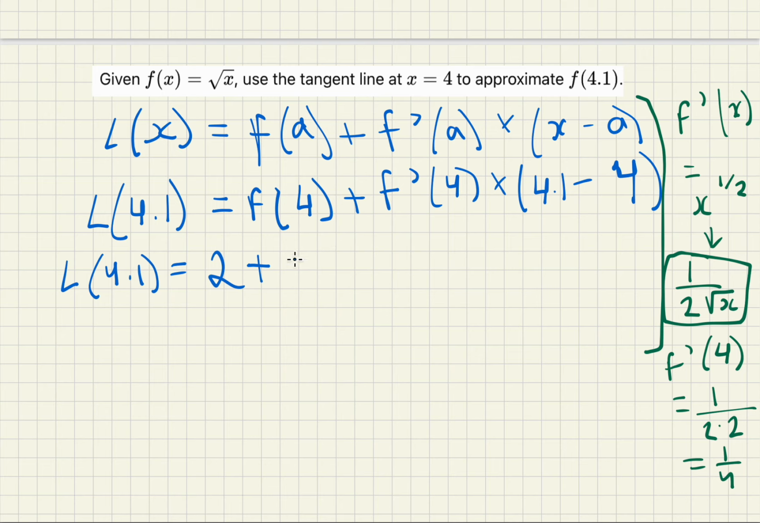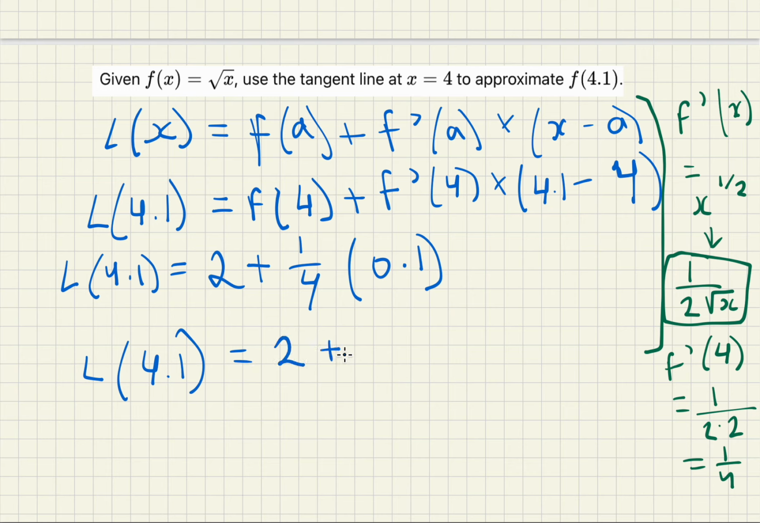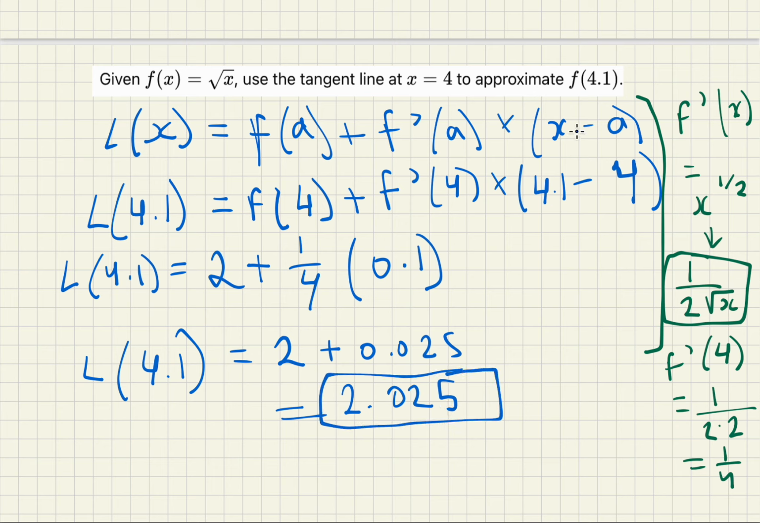And we can replace this into our formula. Multiply it by 4.1 minus 4, which is 0.1. And our final answer is simply 1 over 4 times 0.1 plus 2. So 2 plus 0.025, or 2.025. So this is our approximation for f at x equals 4.1.